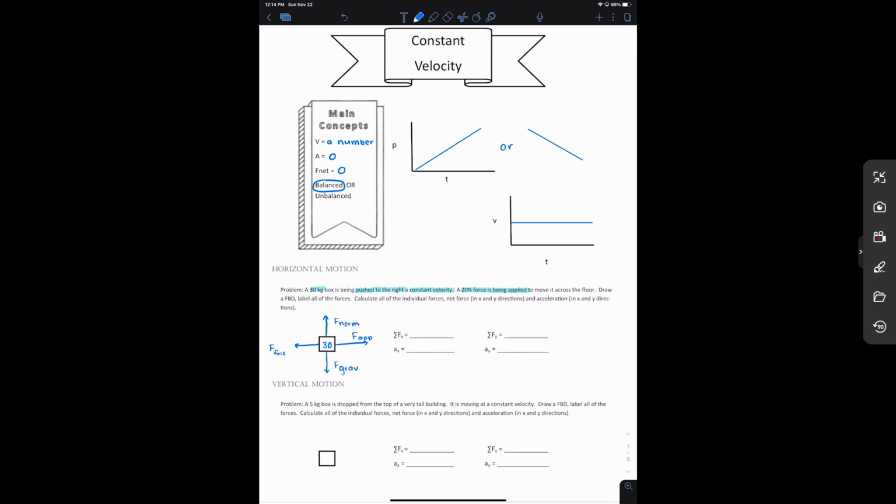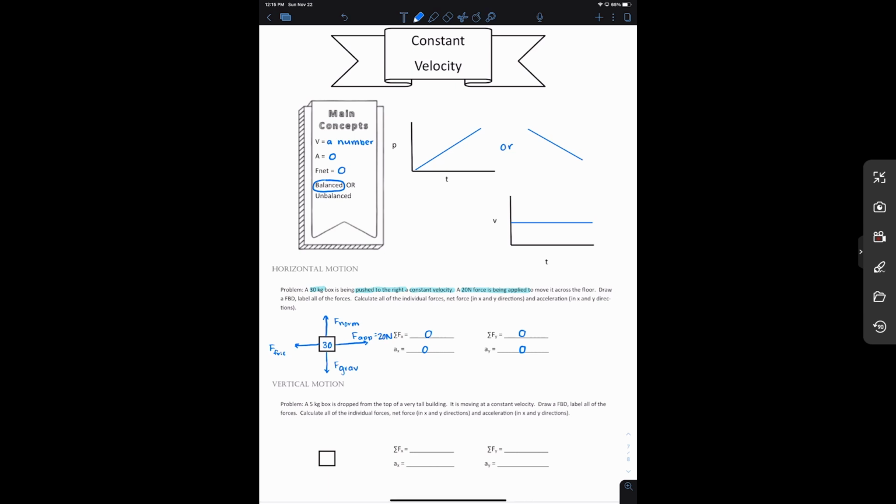And it's going at a constant velocity, which also tells us right off the get-go that there are no net forces. The net forces are 0. There is no acceleration. And then it tells us that there's a 20 Newton force being applied to move it across the floor. So F app equals 20 Newtons. So we got all that information from those 4 things that were kind of highlighted in the problem statement.